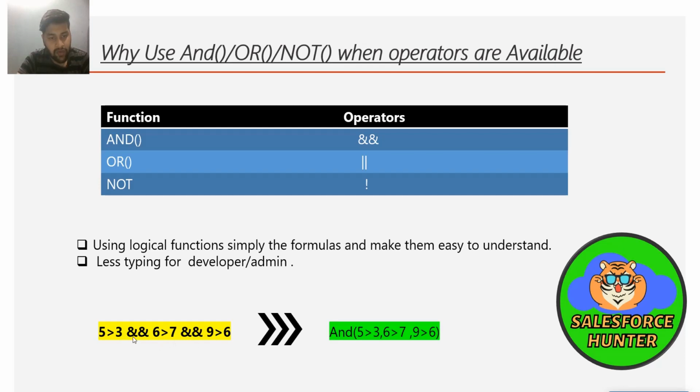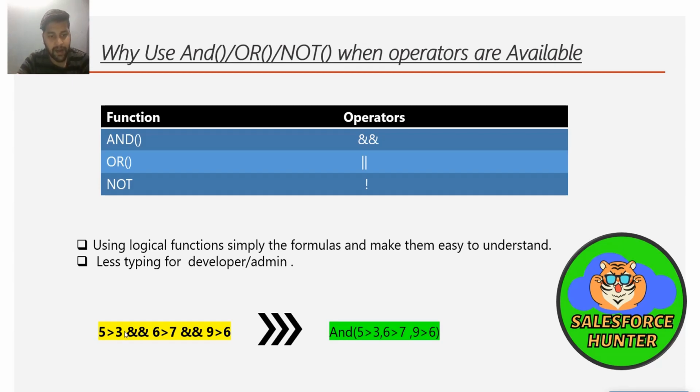Okay, but as you could see, the developer or the admin needs to type this again and again. This is a short example, but if there are many arguments, then it becomes cumbersome. Okay, that is also one thing. And here, you don't need to type it out. You just write AND and in the bracket you put your conditions or arguments. And the other way, like I was saying, it simplifies the formula and is easy to understand.